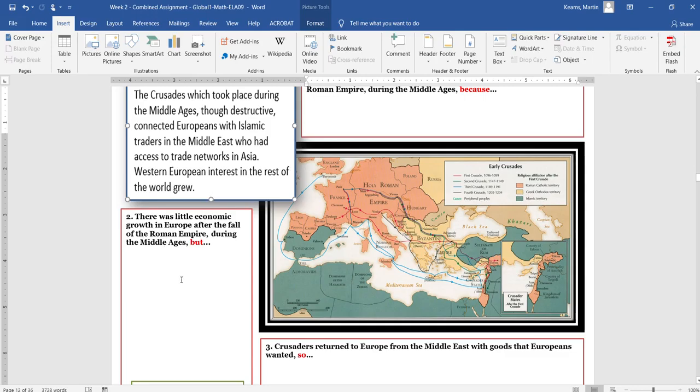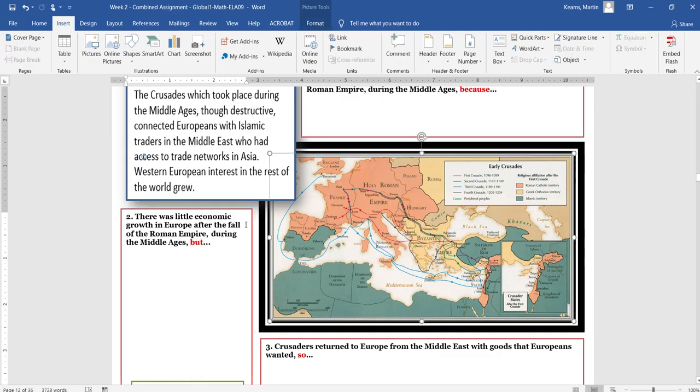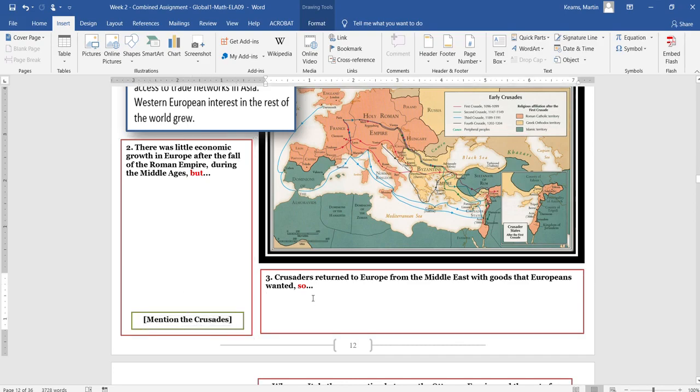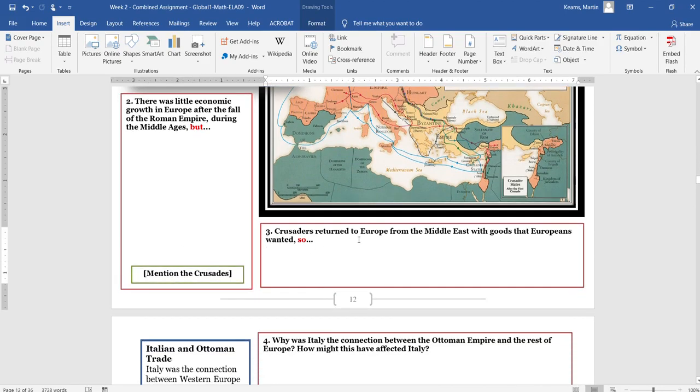The second sentence that you have to finish is, there was little economic growth in Europe after the fall of the Roman Empire during the Middle Ages, but. So finish it using but, which changes the meaning of the sentence. And keep in mind, guys, there's a hint down here for you. Question 3, Crusaders returned to Europe from the Middle East with goods that Europeans wanted, so what happened after that? If Europeans wanted the goods from the Middle East, okay?